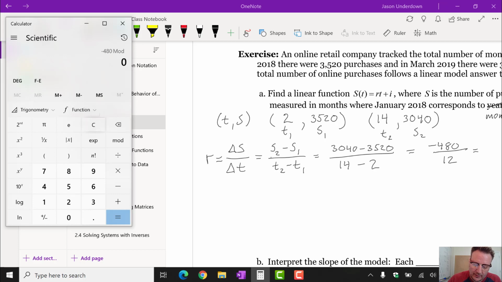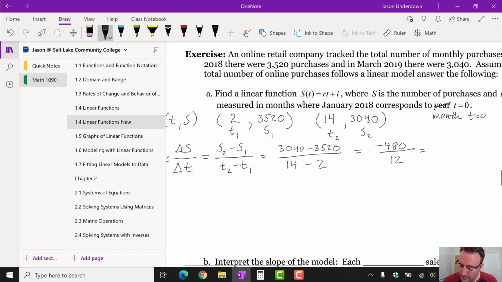Oh, what did I do? I don't know. So we have negative 480 divided by 12. Negative 40. Okay, I should have been able to do that in my head, but it doesn't hurt to use a calculator sometimes.